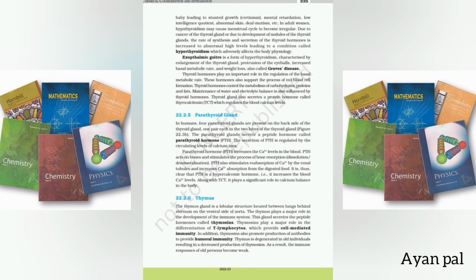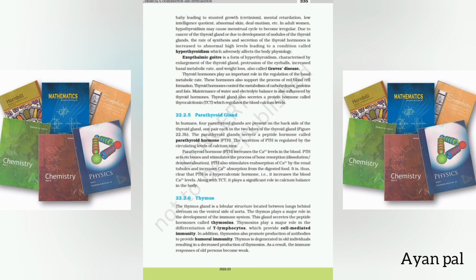Thyroid hormones play an important role in the regulation of the basal metabolic rate. These hormones also support the process of red blood cell formation. Thyroid hormones control the metabolism of carbohydrates, proteins, and fats. Maintenance of water and electrolyte balance is also influenced by thyroid hormones. Thyroid gland also secretes a protein hormone called thyrocalcitonin (TCT), which regulates the blood calcium levels.